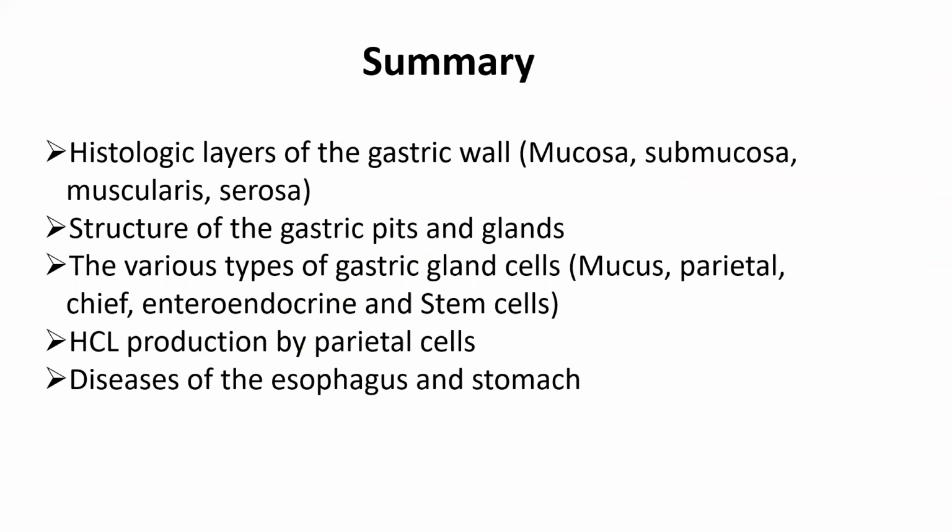To summarize this part, we talked about the histological layers of the gastric wall: mucosa, submucosa, muscularis, serosa, and the structure of the gastric pits and glands. We talked about the various types of gastric glands. We talked a little bit about HCl production by the parietal cells. I just want you to know the main parts: where the acid came from, where the chloride came from, where the hydrogen came from, and some diseases of the esophagus and stomach.